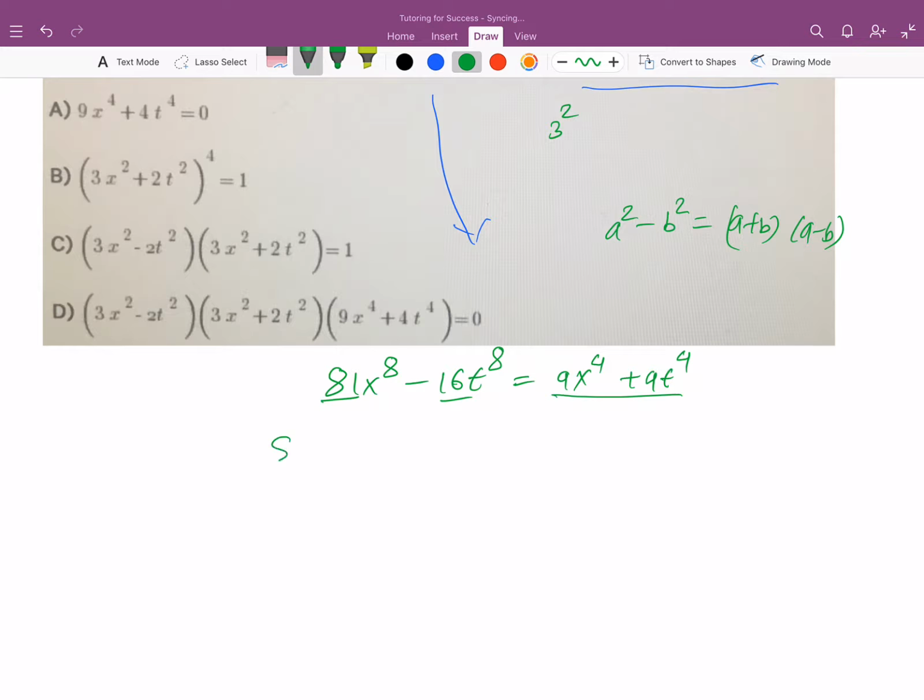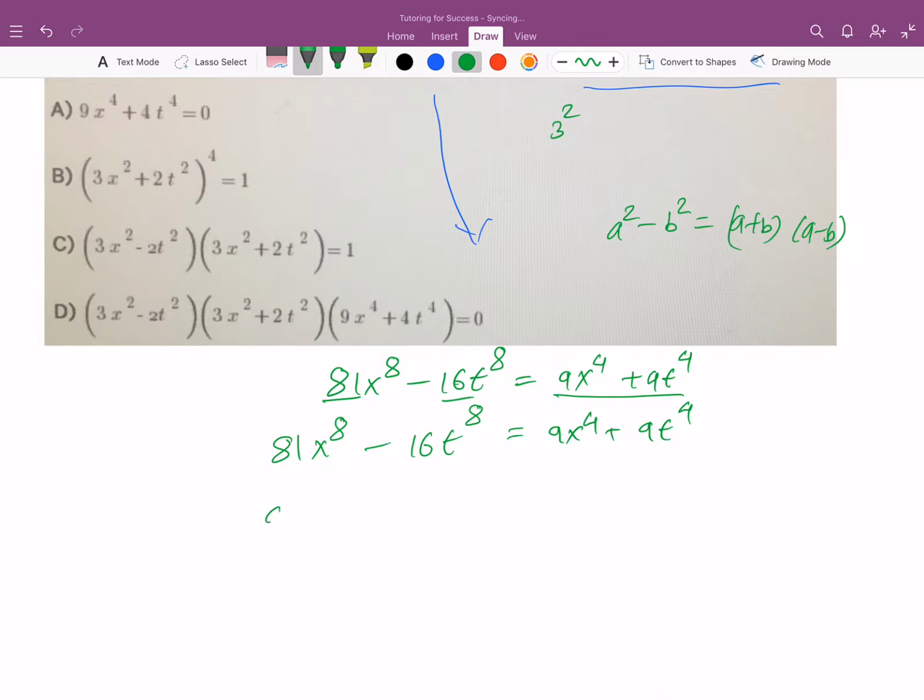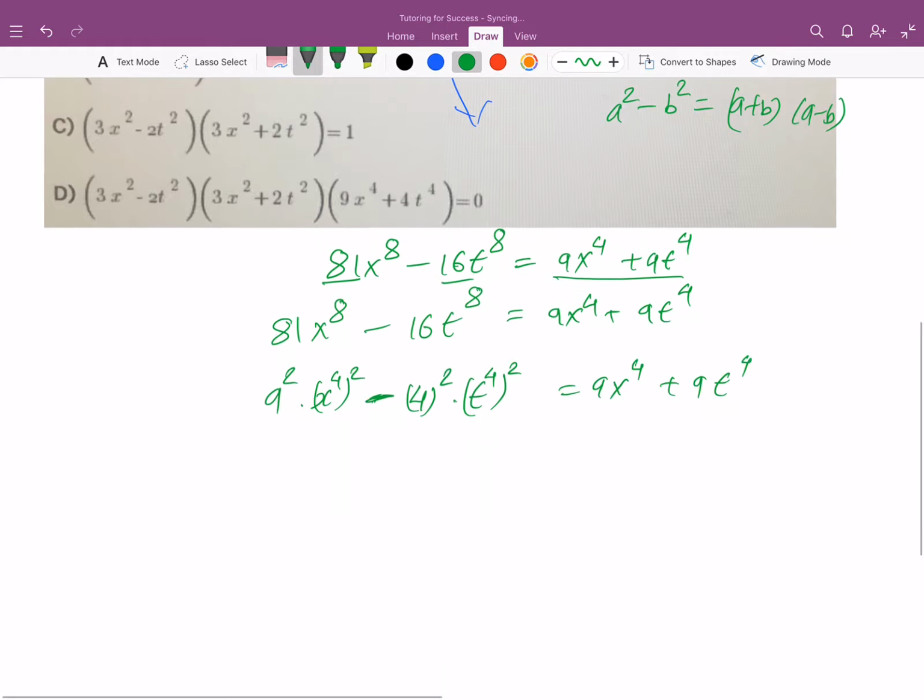All I'm going to do is expand this side of my equation and see what is going to happen. But I will write it down along the line. So 81 is what? 9 squared. x to the 8 is what? x to the 4 squared, right? Because the power multiplies and you get 8. And then that is minus 4 squared, and then t to the 4 squared. 9x to the 4 plus 9t to the 4.